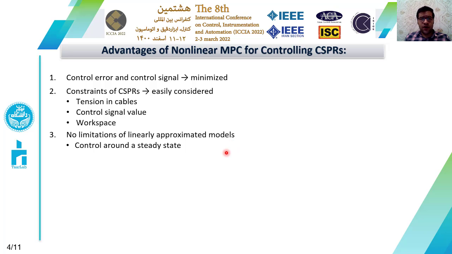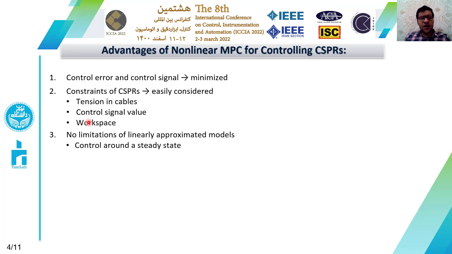In this slide, I'm going to talk about why we decided to use a nonlinear MPC for controlling CSPRs. Using MPC, we can minimize the controller error and the controller signal simultaneously. And in controlling CSPRs, there are many constraints that we can easily consider in MPCs. These constraints could be the tension in cables, which should always be positive because cables can only be in tension and not in compression. The amount of control signal should be less than the maximum amount of torque each motor can exert. And the output of the system, I mean the position of the end effector, should always be inside the workspace of the robot.